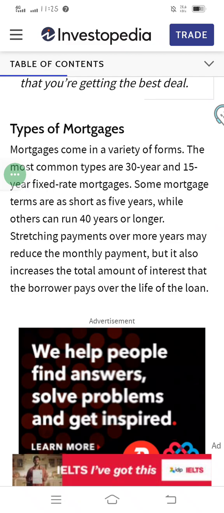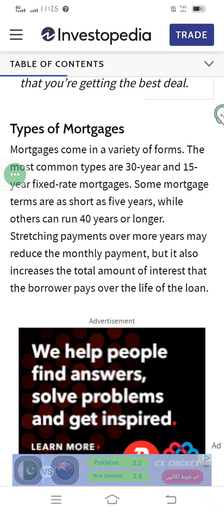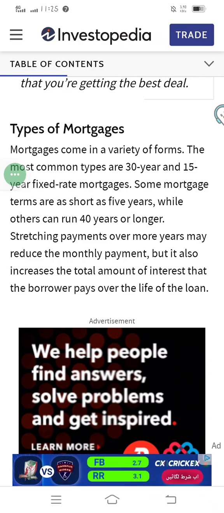Mortgages come in a variety of forms. The most common types are 30-year and 15-year fixed rate mortgages. Some mortgage terms are as short as 5 years, while others can run 40 years or longer. Stretching payments over more years may reduce the monthly payment, but it also increases the total amount of interest that the borrower pays over the life of the loan.